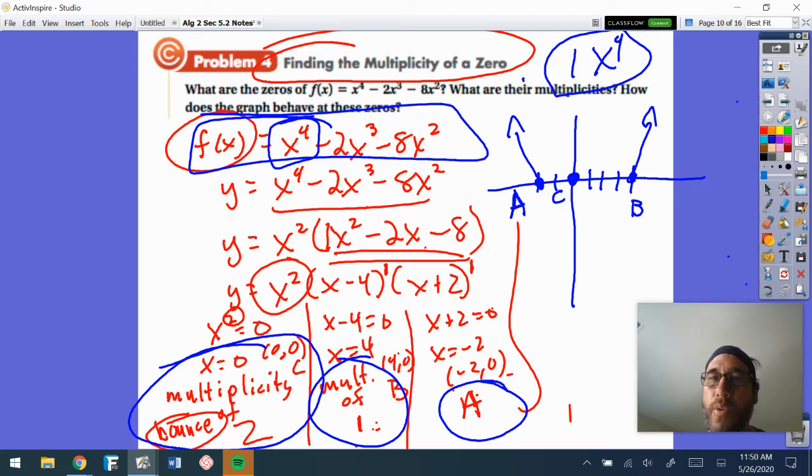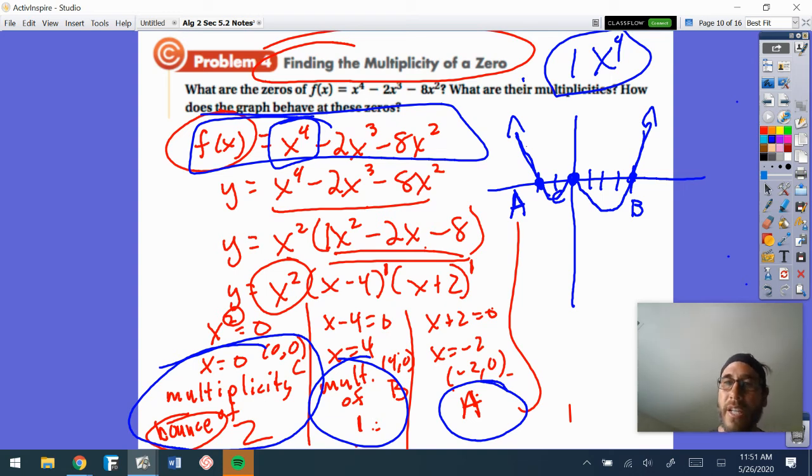Okay, so let's go through at A. Through. Okay. Now, it's got to get to C, 0, 0, but it's got to bounce. So what would that look like? Bounce. And then it goes through. I don't know about you guys, but that was pretty cool.